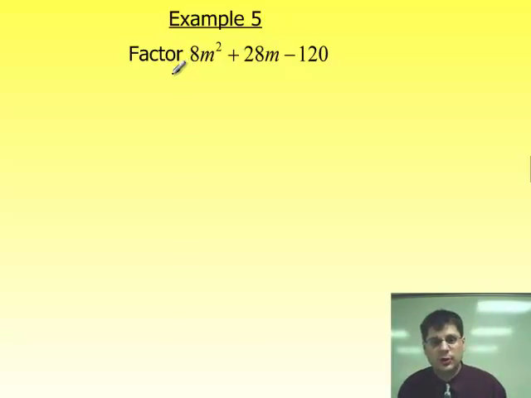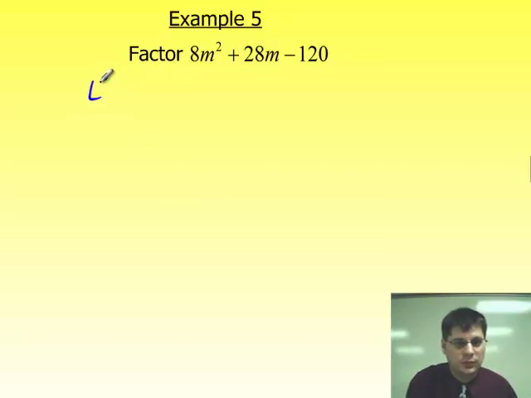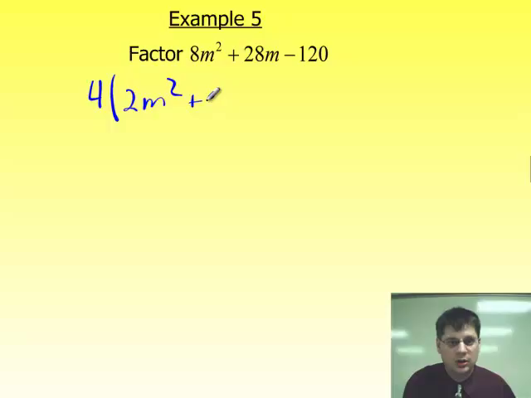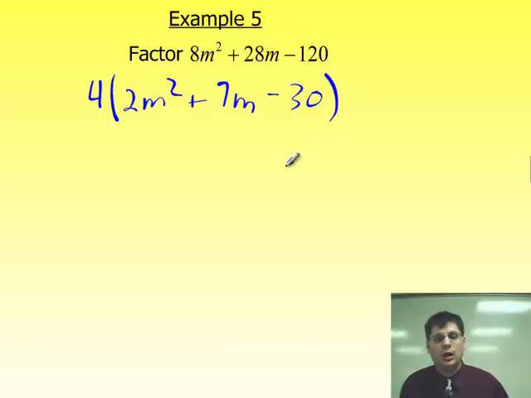Okay, so let's see. If I factor out a 4, I will be left with 2m squared plus 7m minus 30. Okay, so then I'd say, well, is what's left a special product in the parentheses? And I look at the first term and I ask myself, is it a perfect square? And no, it's not. There's no number times itself that will give you 2. So then we go to our guess and check.